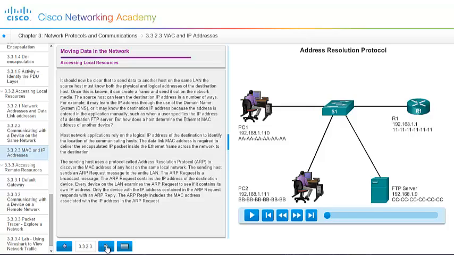It should now be clear that to send the data to another host on the same LAN, the source host must know both the physical and logical addresses of the destination host. Okay, so they have to know the MAC address and the IP address. Most network applications rely on logical IP addresses of the destination to identify the location of the communicating host, and the data link MAC address is required to deliver the encapsulated IP packet inside the Ethernet frame across the network to the destination. And here's an example of that happening.